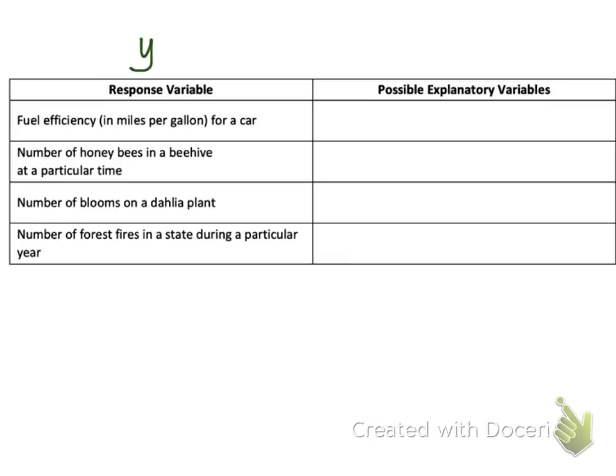Okay, so let's look at this next one. So the response variable Y, fuel efficiency in miles per gallon for a car. The weight of the car is a huge factor in this. So that might be a good predictor of the mileage, the weight of the car. Okay, so that would be one. Let's see, a couple others would be maybe the size of the engine.